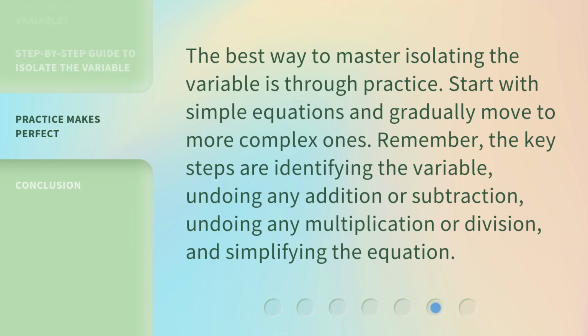The best way to master isolating the variable is through practice. Start with simple equations and gradually move to more complex ones. Remember, the key steps are identifying the variable, undoing any addition or subtraction, undoing any multiplication or division, and simplifying the equation.